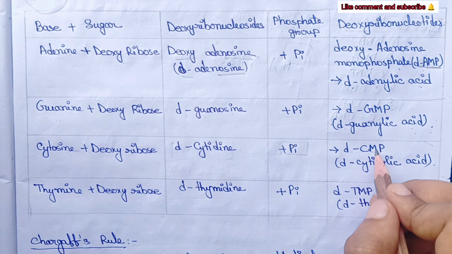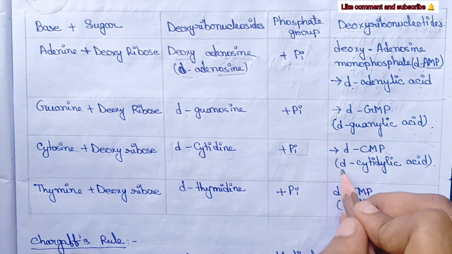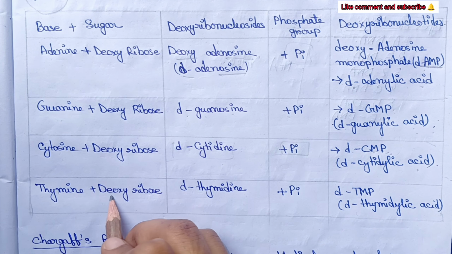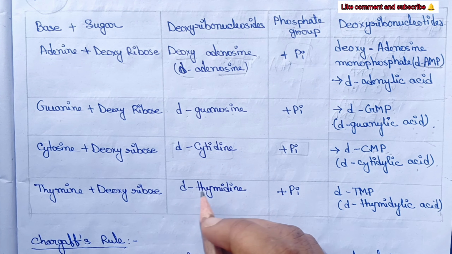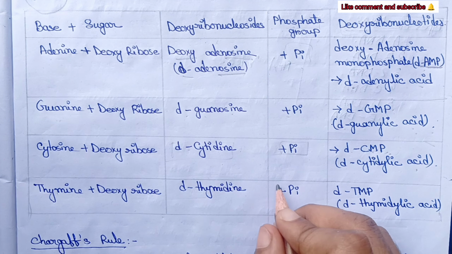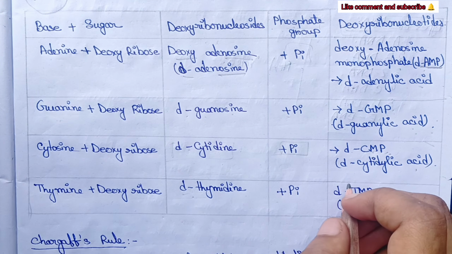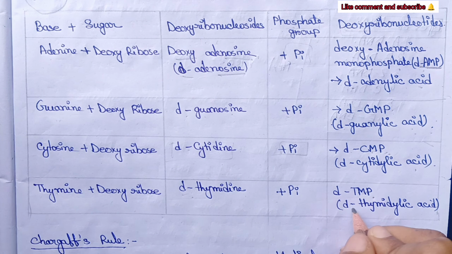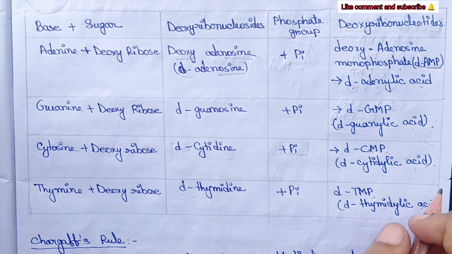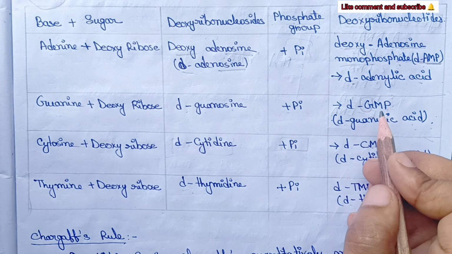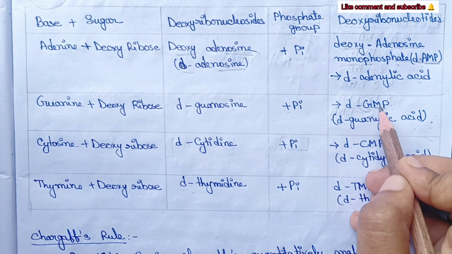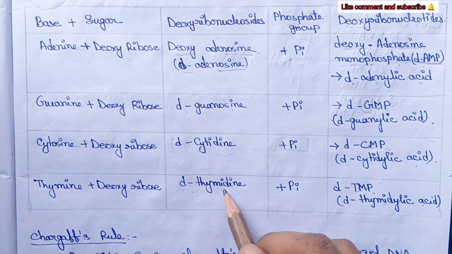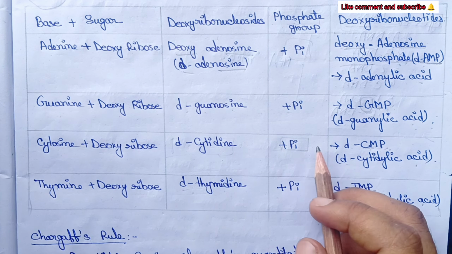deoxycytidine monophosphate, or deoxycytidylic acid. Then in the same way, when thymine is attached with the deoxyribose sugar, it is called deoxythymidine. When the phosphate group is attached with the deoxythymidine, they form deoxythymidine monophosphate or deoxythymidylic acid. So it is almost the same: G for guanosine and MP for monophosphate, C for cytidine, MP for monophosphate, and T for thymidine and MP for monophosphate.